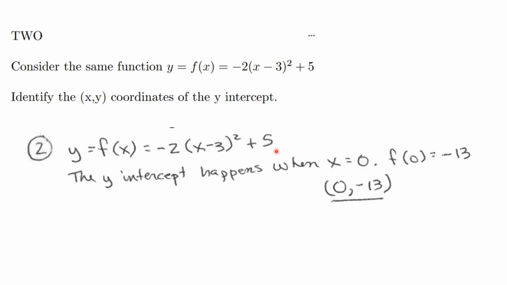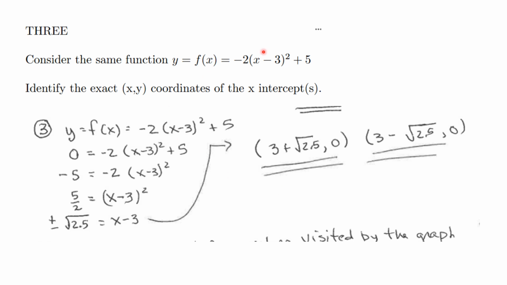Problem 2, the same quadratic equation, but the question is different. You were asked to identify the xy coordinates of the y-intercept. As you know, the y-intercept happens when x is equal to 0. So if you set x to be 0 here, you get minus 2. And when you put 0 in here, you get minus 3 squared, which is 9. That's minus 18 plus 5. And so f evaluated at 0 is minus 13. And so the xy coordinates of the y-intercept are 0, minus 13.